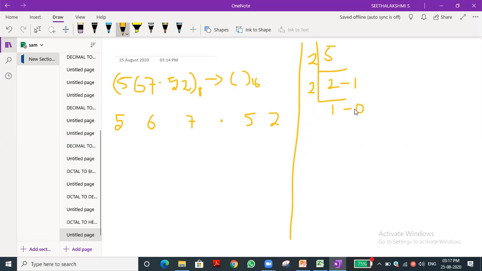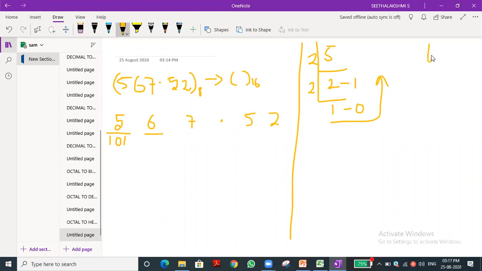What is the value? It is the bottom-to-top approach. So 1 0 1. This is the value. Already it is in the 3-group format, so not an issue. Okay, so next we need to convert 6.